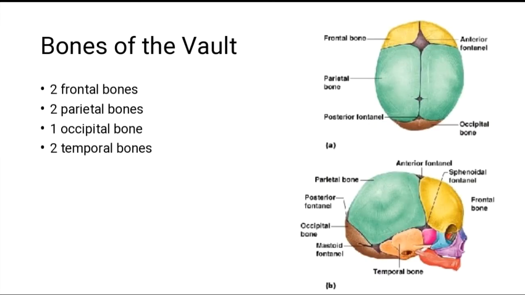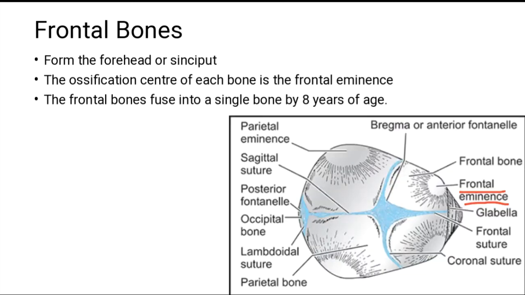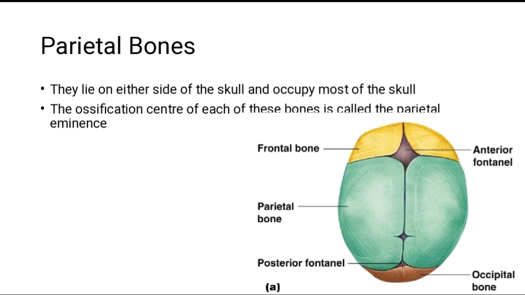The bones of the vault are 2 frontal bones, 2 parietal bones, 1 occipital bone, and 2 temporal bones. The frontal bones are shown in the picture in yellow color, which forms the forehead or the sinciput. The ossification center of each bone is the frontal eminence. The frontal bones fuse together into a single bone by the age of 8 years.